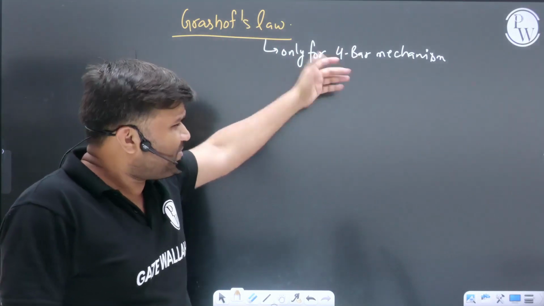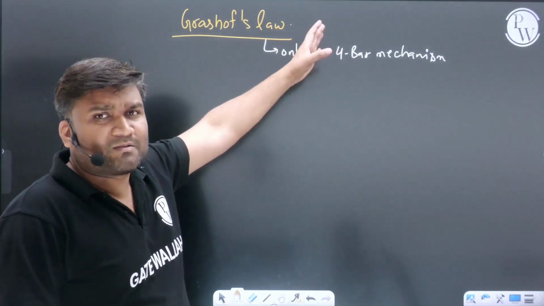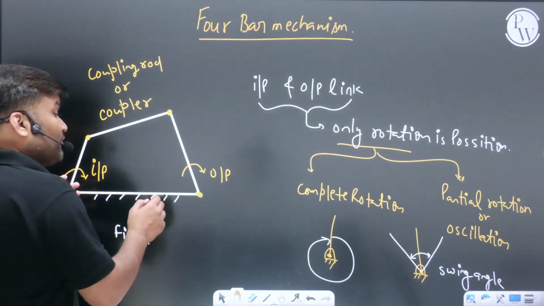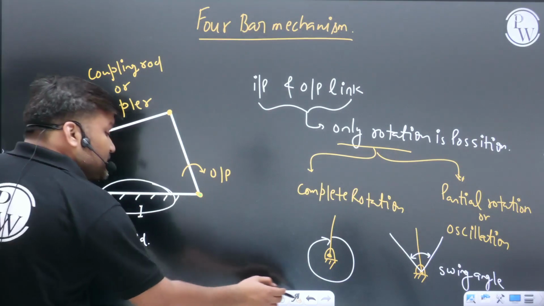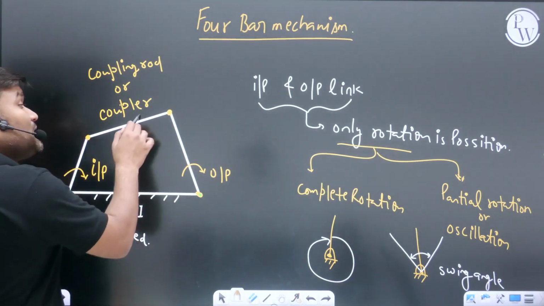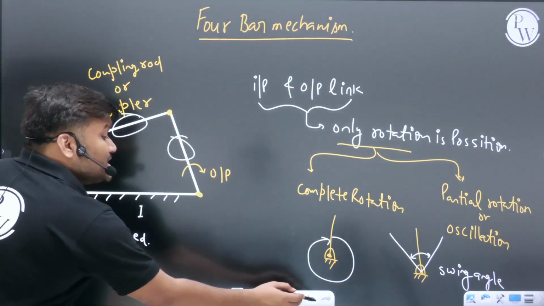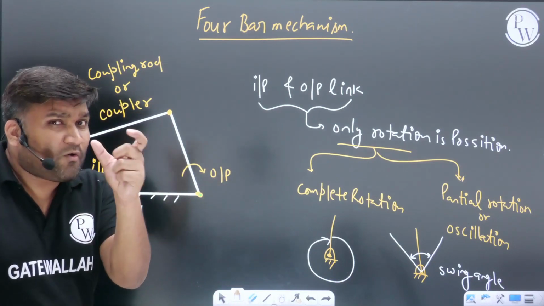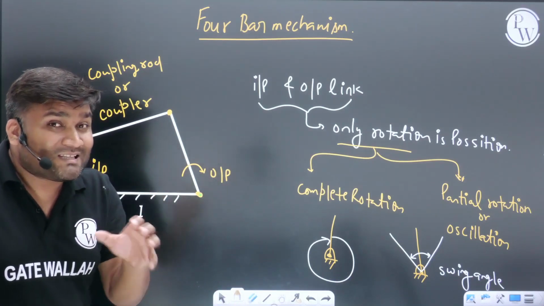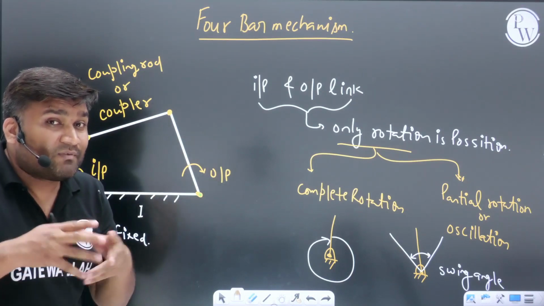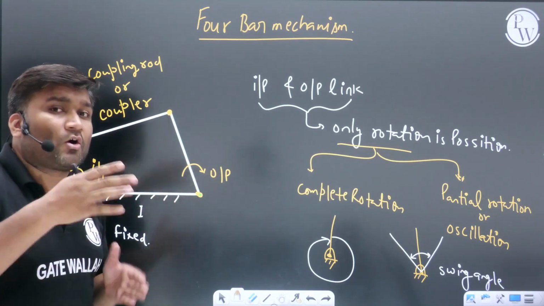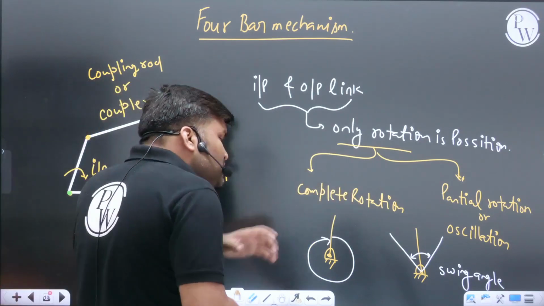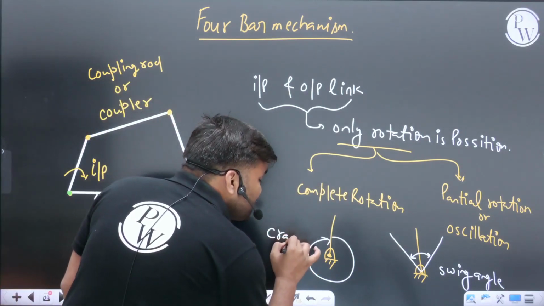This has limitation. This is only for 4-bar mechanism. And in 4-bar mechanism, depending upon which link you have fixed and what are the dimensions of other links, these dimensions and your choice of which link you want to fix, this collectively will decide whether you can get crank or not. Crank का मतलब any link which can have rotation, you will call it as crank.